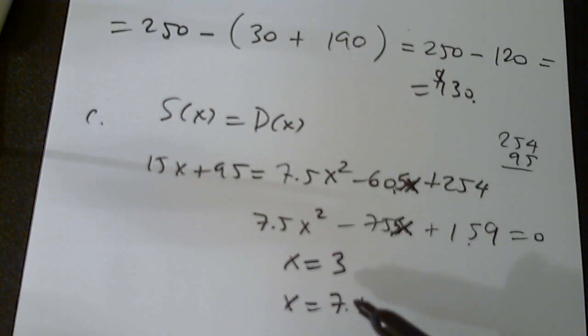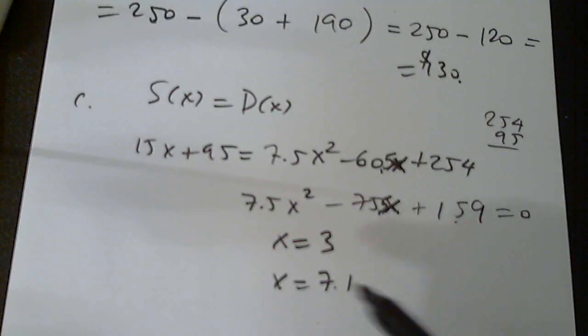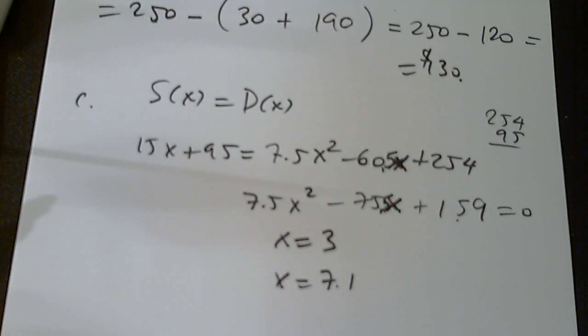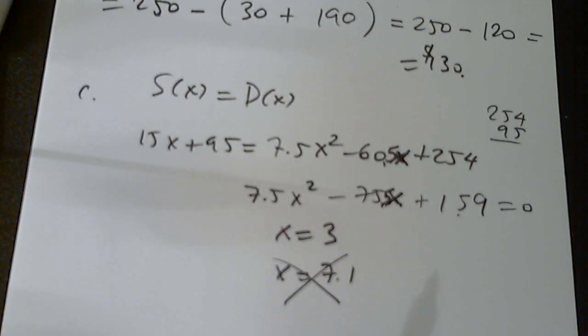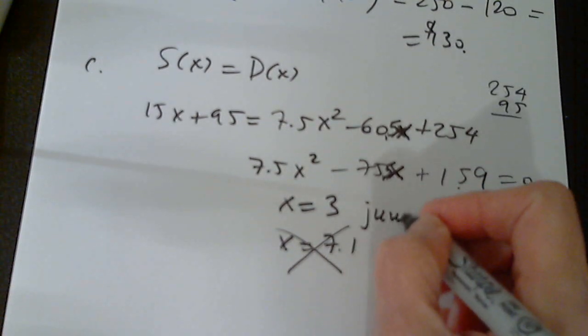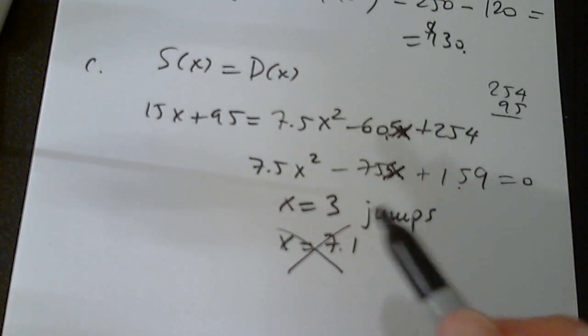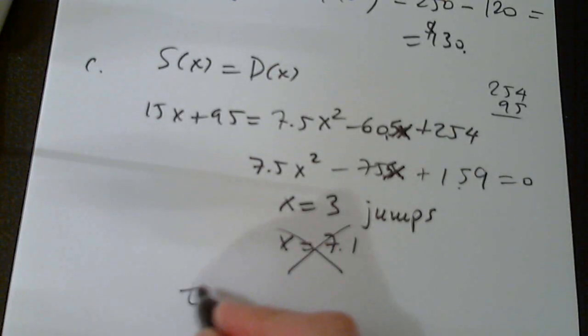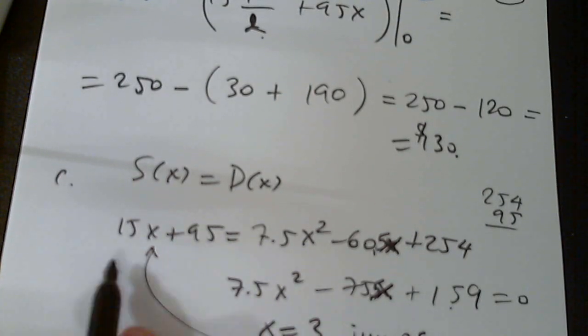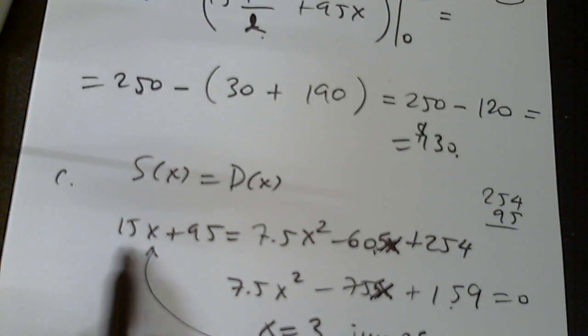So we're told that she does not make more than 5 jumps. I think it was 5, right? I'm just checking. Okay, yeah, not more than 5. So that's the only option. So x equals 3 jumps. Now I have to find the y coordinate. So the equilibrium point is 3 comma, and I go back here with 3. They are equal anyway. So 45 plus 95.